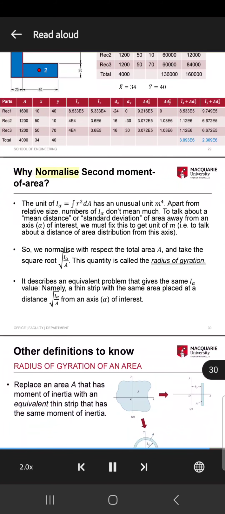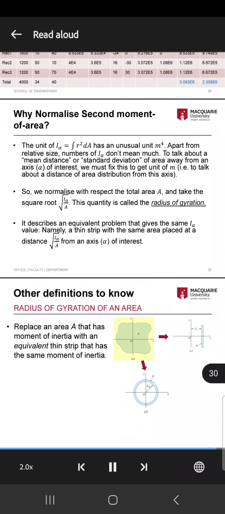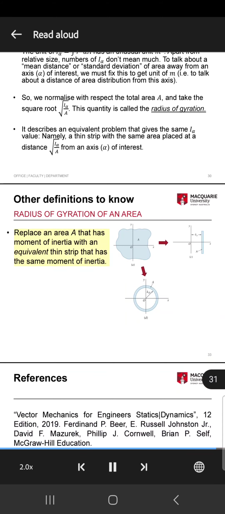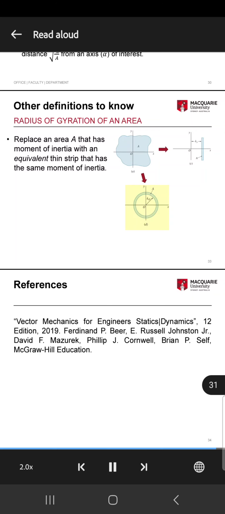Second moment of area. Other definitions to know. A generic shaped figure is positioned in the XY plane with area A. Rectangular strip parallel to the x-axis, straddling the y-axis. Replace an area A that has a moment of inertia with an equivalent thin strip that has the same moment of inertia. A generic shaped figure is positioned in the XY plane with area A. Rectangular strip parallel to the x-axis, straddling the y-axis.